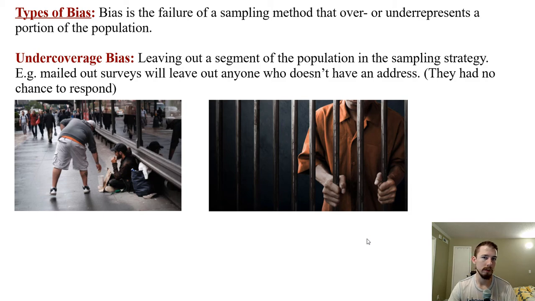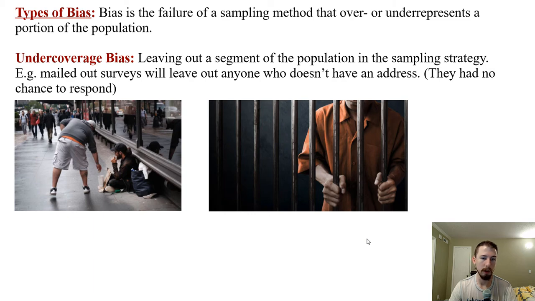For instance, people in the military who are living on base somewhere in another country, or people who are homeless who don't have a mailing address, or people who are incarcerated. So we can't claim to represent the opinions of people who are not on our sampling frame, who don't have a chance to even be selected, like people in the military, who are homeless, or who are incarcerated.